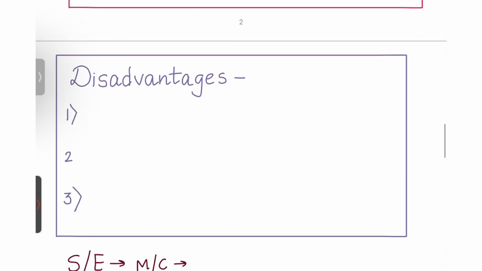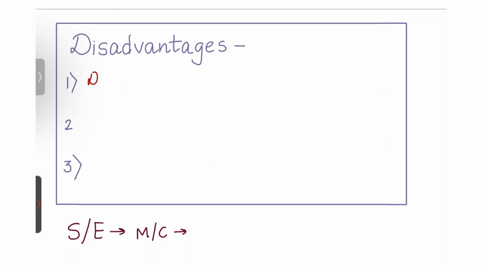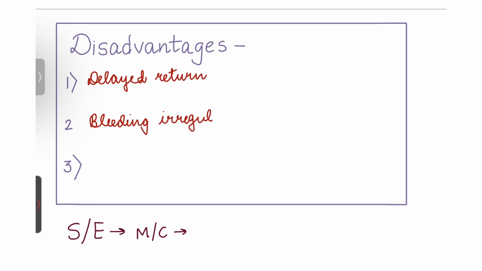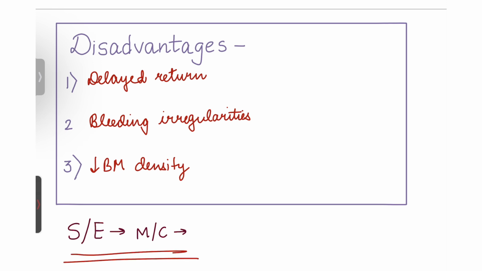Then let's look at the disadvantages. There is delayed return of fertility after we stop using this contraceptive. Second is that there is bleeding irregularities. And third is it decreases the bone mineral density. The most common side effect is bleeding irregularities.